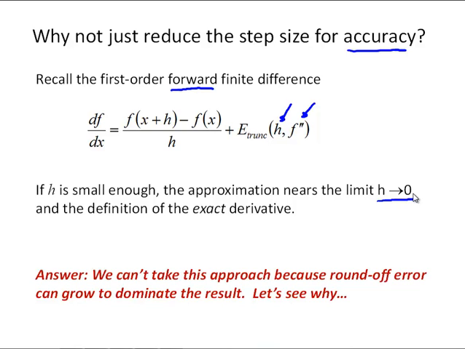So a natural thing to think is, well, why wouldn't we just make h really small? We have a computer and plenty of processing power and use that to get our exact derivative. Why do we need to come up with things like that fourth order centered finite difference approximation that's a much more complicated formula? And the answer to that is because as h gets smaller, round-off error can grow to dominate the result. So in this video, we're going to see why that happens.